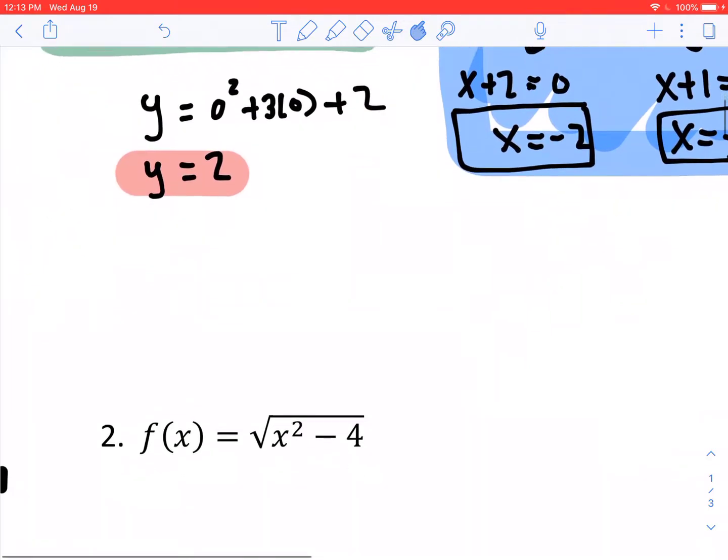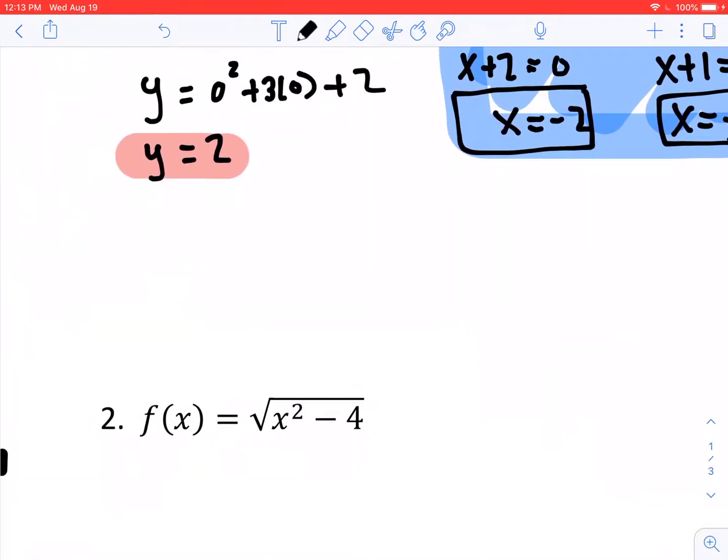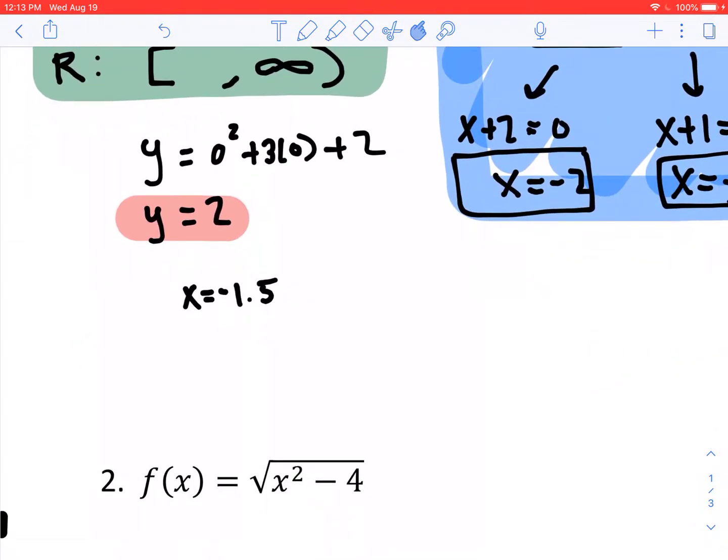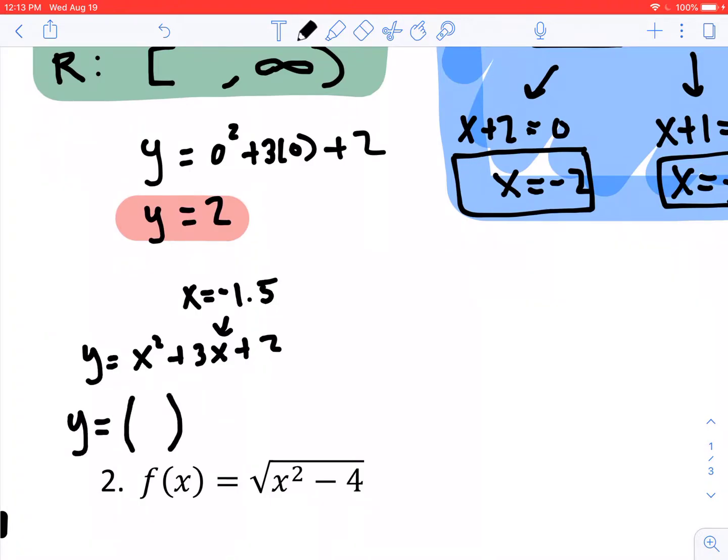So maybe over here. We said that we were going to plug in x equals negative 1.5 into our original equation. What was that again? Oh yeah, x squared plus 3x plus 2. So y equals x squared plus 3x plus 2. But I said I was going to plug in negative 1.5 in for x. So y equals negative 1.5 squared plus 3 times negative 1.5 plus 2.